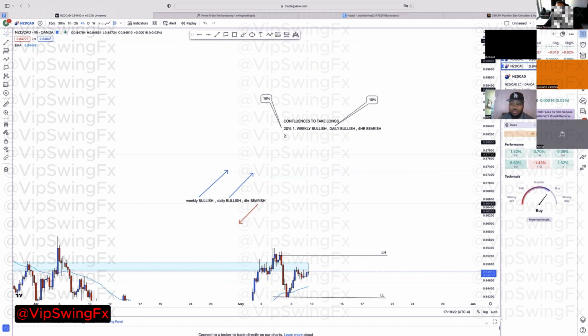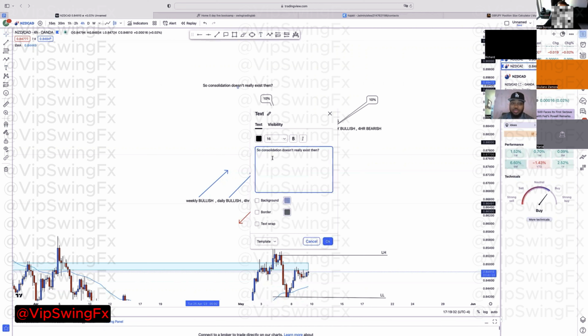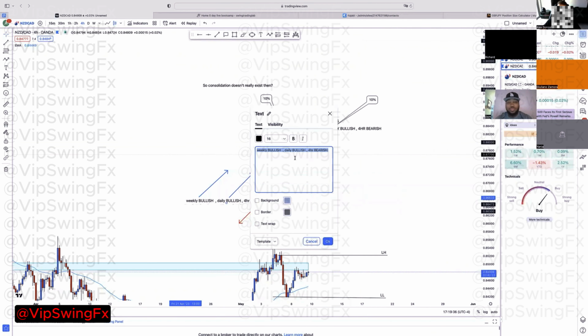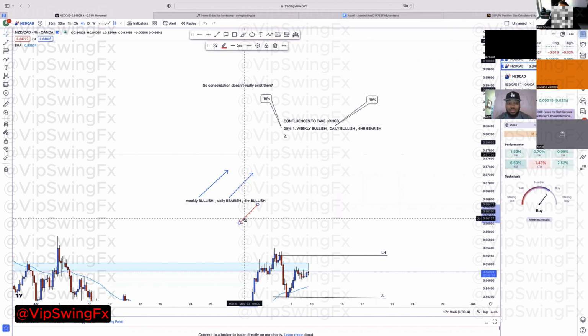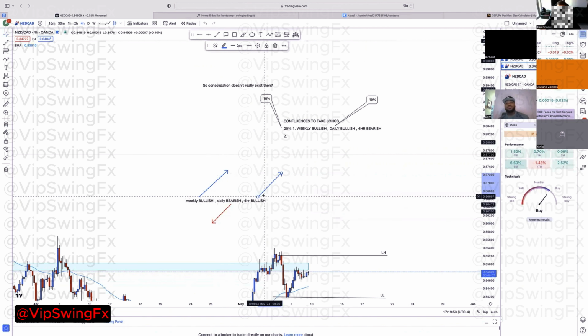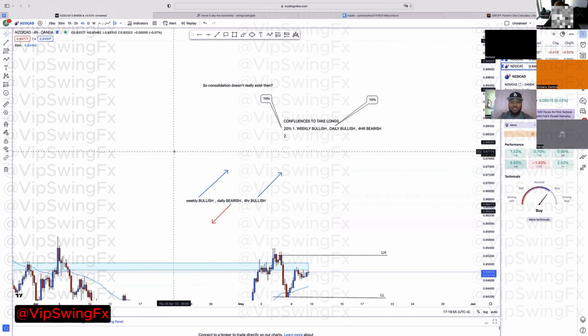So consolidation doesn't really exist then. Consolidation does exist, don't get me wrong. I got asked this question. It does exist, because let's say this were to be bearish and this were to be bullish. Yes, it kind of does, but not really, because this is obviously more advanced. This is for tomorrow. This is probably going bearish, so this gets to this area, whatever. It's a little complex.